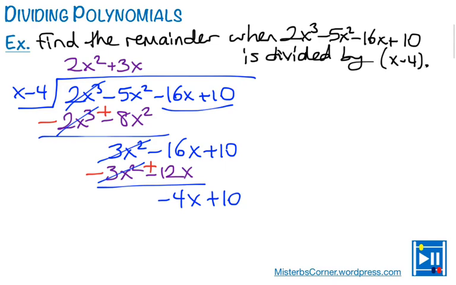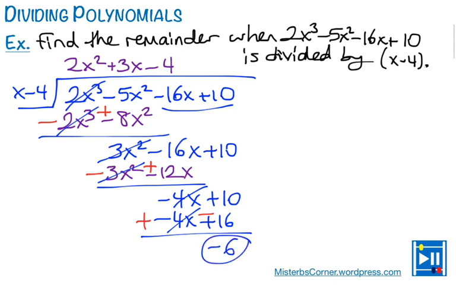Now, I have to get minus 4x, so I will multiply by minus 4. Minus 4 times x is minus 4x. Minus 4 times minus 4 is plus 16. So if I change the signs, I'll have plus here, minus here. These are gone. 4x is simplified. 10 minus 16 will give me minus 6 as a remainder. So it says find the remainder. I found it. It's minus 6. So this is how I apply long division to polynomials.